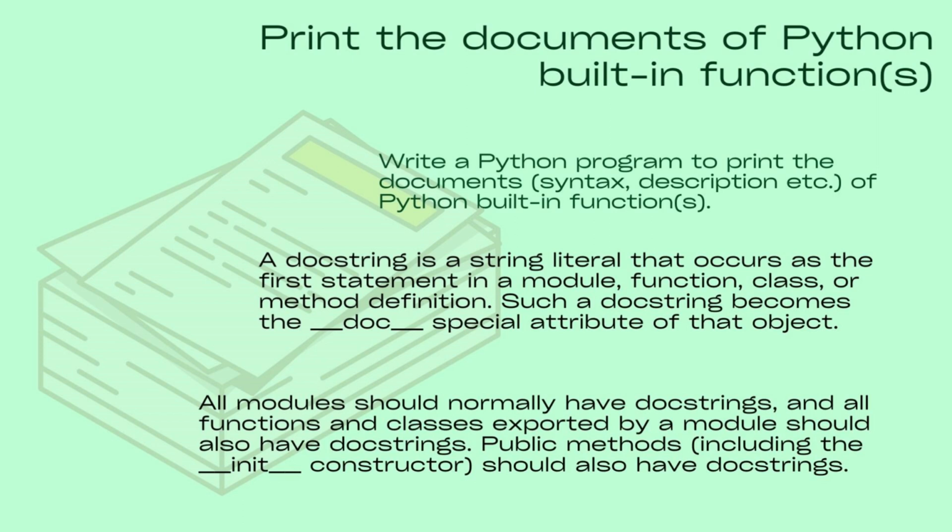A docstring is a string literal that occurs as the first statement in a module, function, class, or method definition. Such a docstring becomes the __doc__ special attribute of that object. All modules should normally have docstrings, and all functions and classes exported by a module should also have docstrings. Public methods, including the init constructor, should also have docstrings.